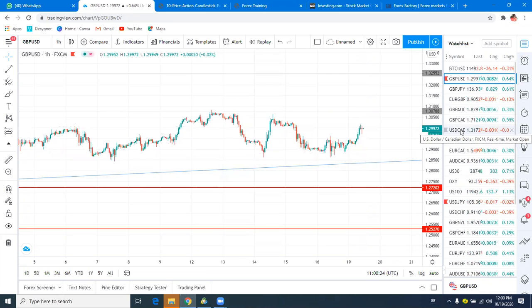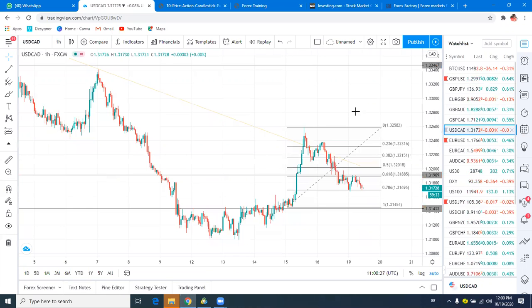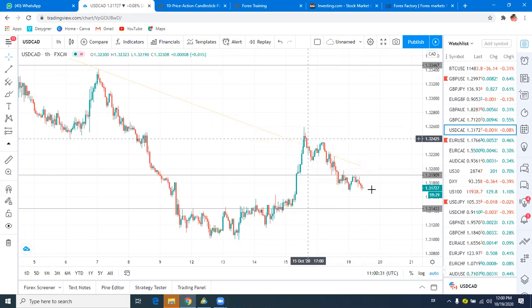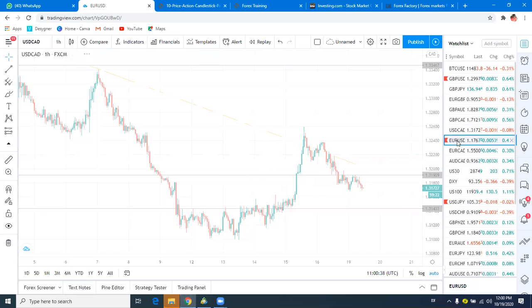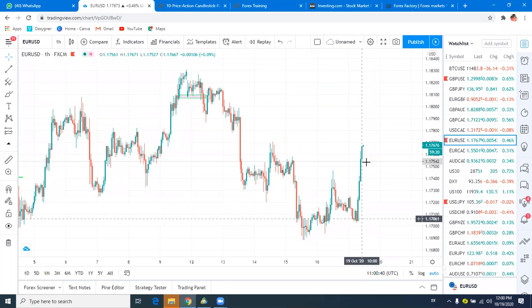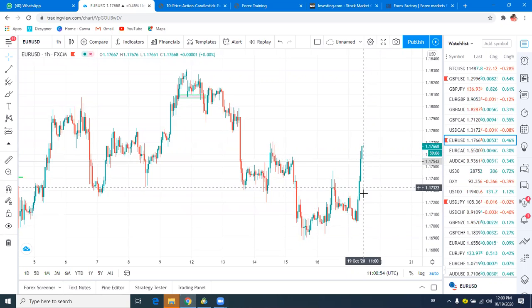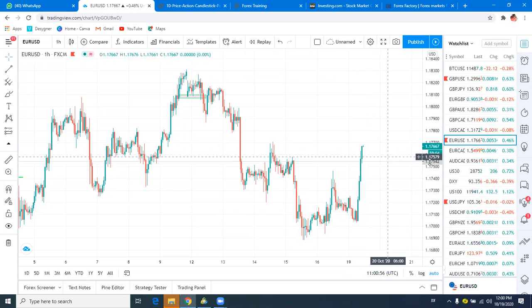Now, this is USD CAD, which will be selling currently. Can you see it? USD CAD is selling currently because USD is weak. EUR USD will be buying because USD is weak. Can you see this long buy in the last 4 hours? Oh, I took this trade. USD is weak, so EUR USD is buying. Euro is stronger than the USD currently.